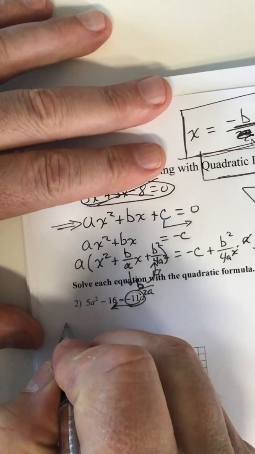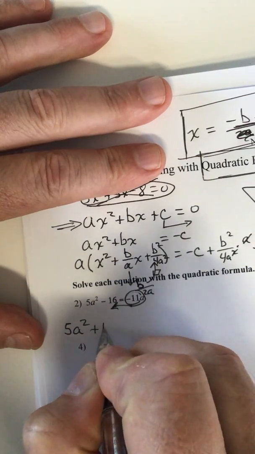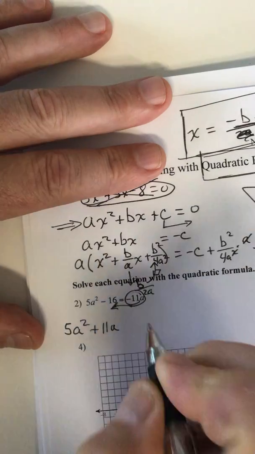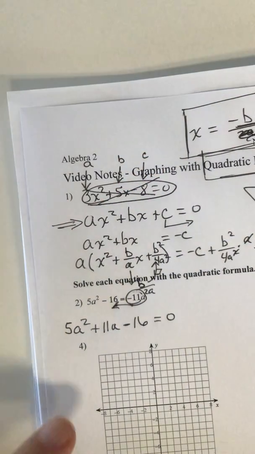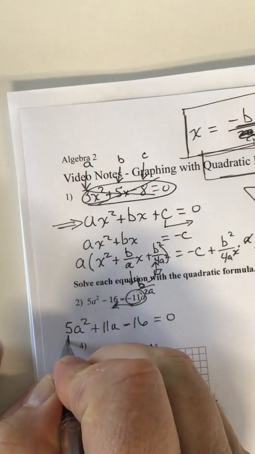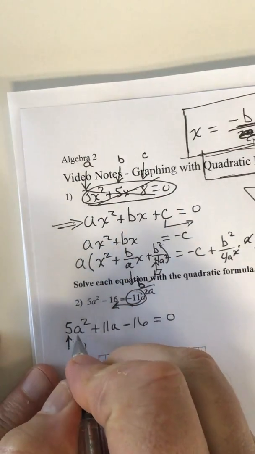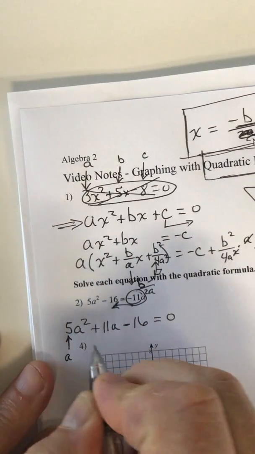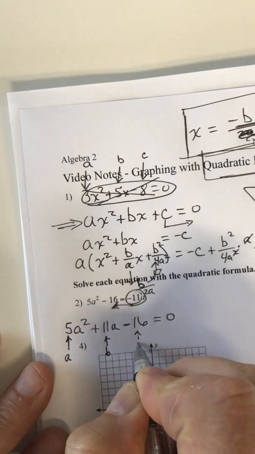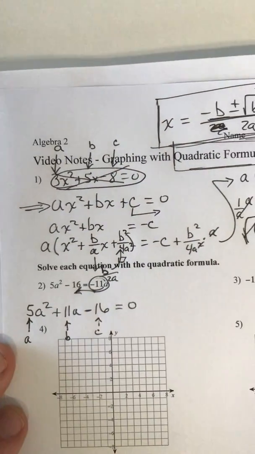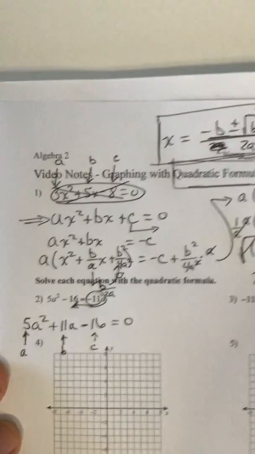So I'm going to start out with 5a squared. The 11, when it comes over, is plus 11a. The minus 16 is still there, and now it's equal to 0. Okay, now I should have made that an x. That number is the a number, this number is the b number, and that number is the c value. So all we have to do is plug in those values in this order.